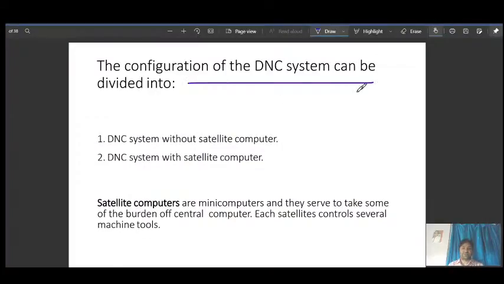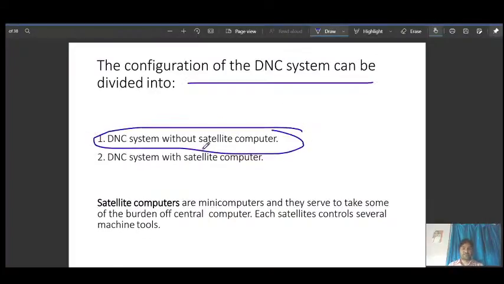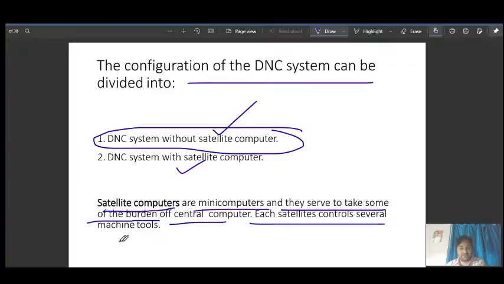This configuration of the system can be classified in two ways: without satellite and with satellite. We will see what a satellite computer is. Satellite computers are mini computers and they serve to take some of the burden off the central computer. Each satellite controls several machine tools.